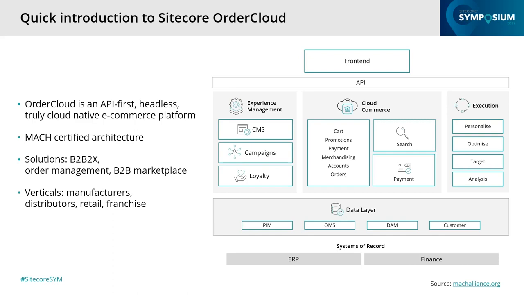Sitecore OrderCloud was built from the ground up to serve diverse e-commerce needs. With OrderCloud, you can build B2B and B2C commerce, B2B marketplace, or just simply use it as an order management system. OrderCloud architecture is extremely flexible to satisfy different e-commerce business models. OrderCloud can be used by retailers, distributors, manufacturers, franchises, and more.